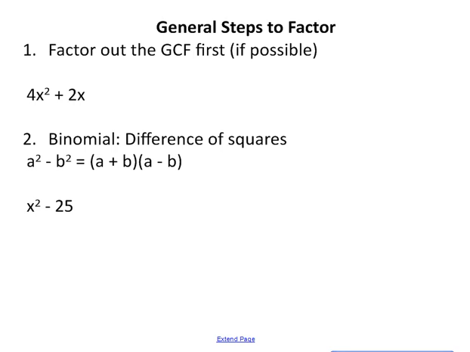In general, factoring is kind of like a four-step process. First thing you always want to do is factor out the GCF. Look for the GCF if possible. For example, if I have 4x squared plus 2x, you look to see what they have in common. For the coefficients, notice they both have a 2, so you would factor out a 2. For the variables, they both have an x, so you're also going to divide out an x.